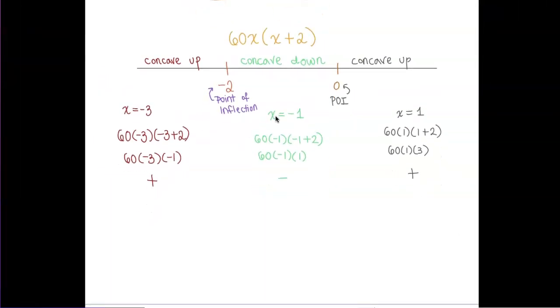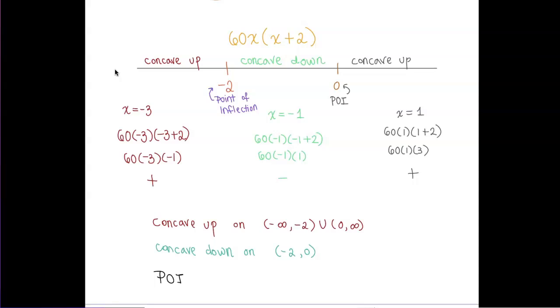So let's write down our answers here, okay? I will say this graph is concave up on -infinity to -2, union 0 to infinity. Now, in between those two, we have that interval where we have concave down. So I'll say concave down on -2 to 0. And we have 2 points of inflection. The first one is at -2.